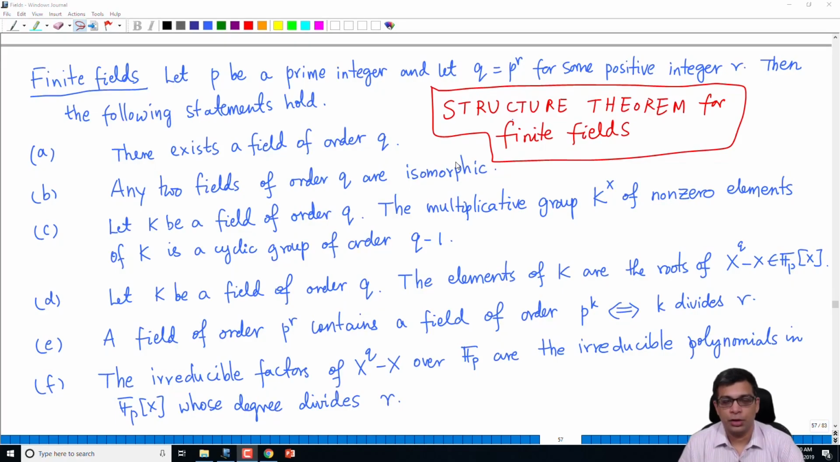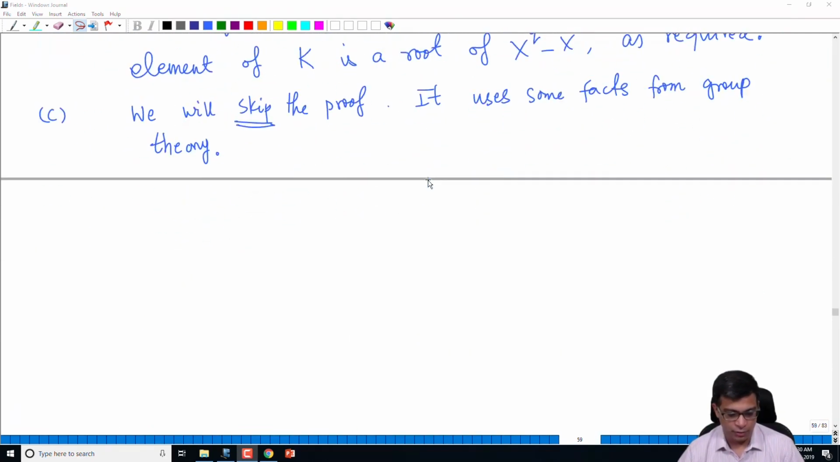Let's continue now. We are in the middle of proving the structure theorem for finite fields, which is this statement. It gives a lot of information about finite fields. We've proved a couple of these statements, and let's now do the remaining parts. So far we've proved D, and we have actually not proved C, but I told you that I'll skip the proof because it uses some group theory facts which I don't want to do now. And now let's prove A, which is the main theorem that we want to focus on.